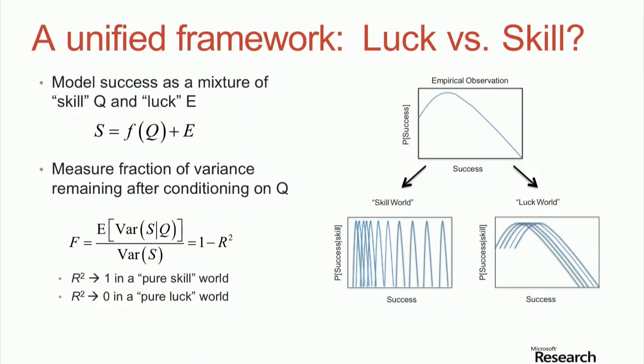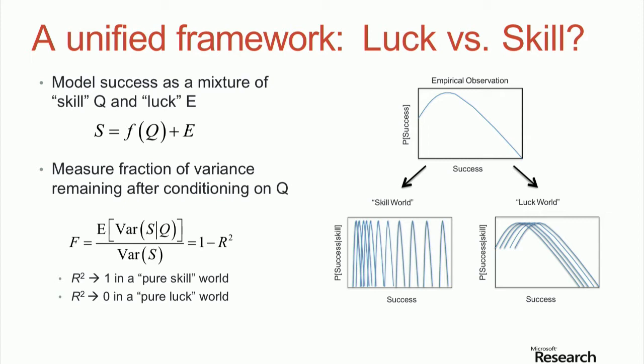Basically, as R squared goes to 1, if we had a perfect model of the world and we were in a pure skill world, then our model would have an R squared of 1. We could deterministically predict success, right? And in a pure luck world, it wouldn't matter what model we had. You could know absolutely everything about how everything worked, and your R squared would still go to 0. Okay, is that clear?